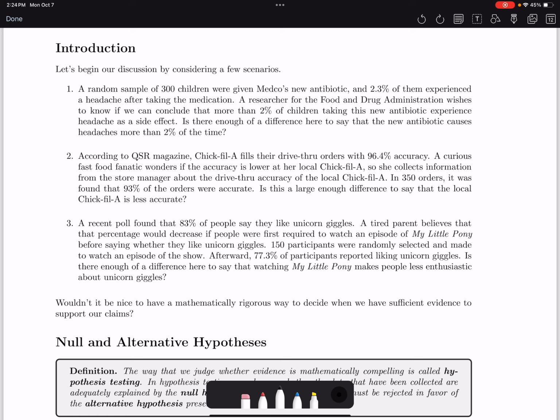And then a third example: a recent poll found that 83% of people say they like unicorn giggles. A tired parent believes that percentage would decrease if people were first required to watch an episode of My Little Pony before saying whether they like unicorn giggles. 150 participants were randomly selected and made to watch an episode of this show.